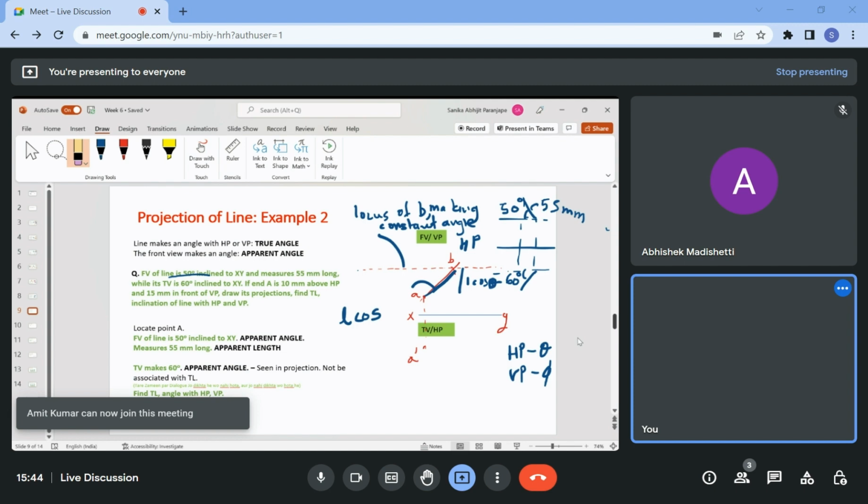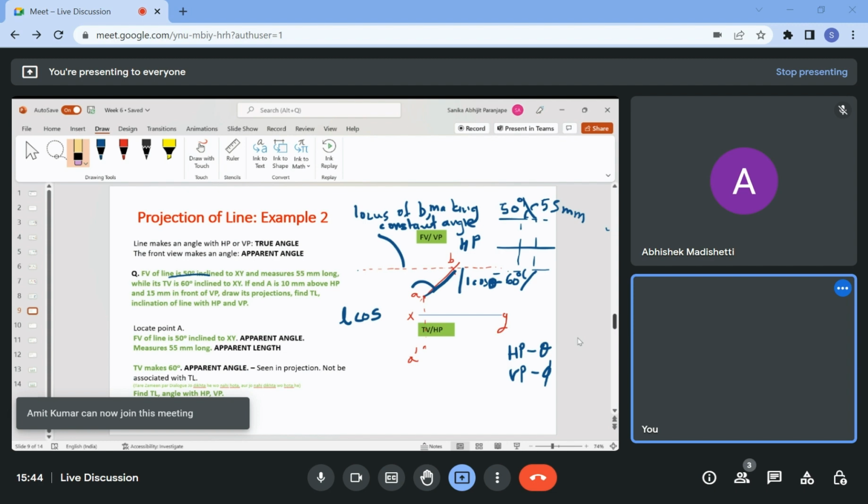So they have said that the end C is 50 mm in front of VP, so that is visible in the HP, so this should be 50. And end D is 15 mm in front of VP. So D's locus is this and C's locus is this. So we'll fix C and we'll find D. So that's it. They have given the true length. They have given one apparent length, that is the top view, and they have given the location of points.